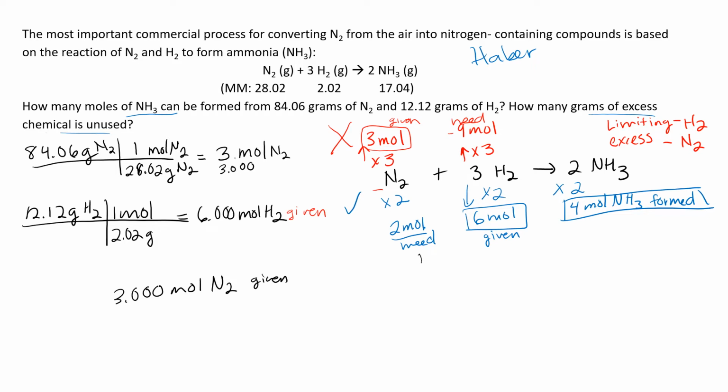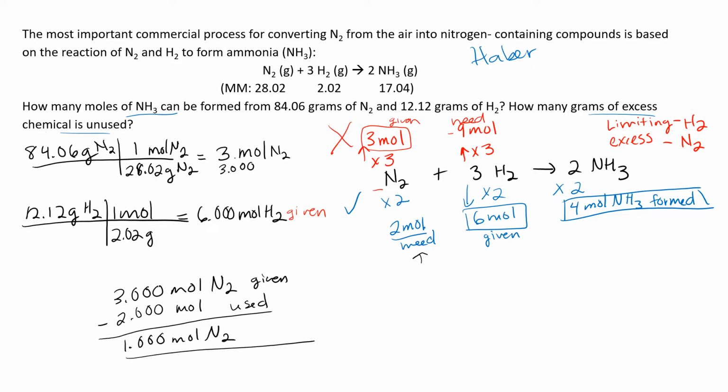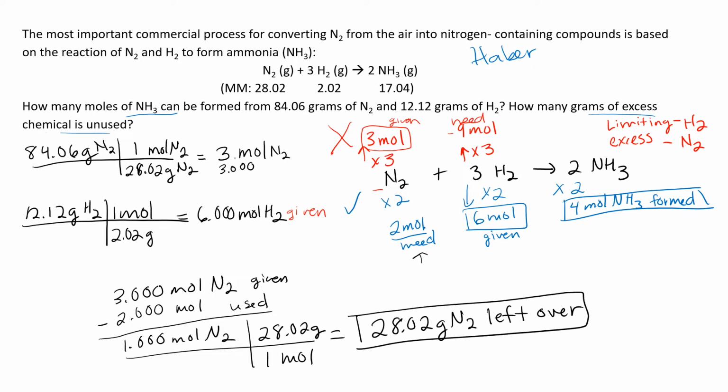Okay. In my reaction, according to it, I'm going to need or use 2 moles. And it would follow that same mole ratio. I kind of just dropped all the zeros. Used. So if I subtract those, we can see very easily I have 1 mole of nitrogen left. Well, the mass of that would basically be its molar mass, right? 1 mole is 28.02 grams. So I'm going to be left with 28.02 grams of nitrogen left over, or in excess. And that's my second answer.